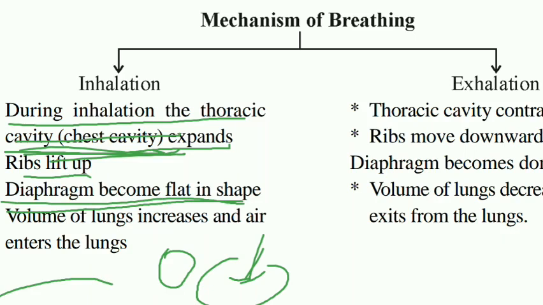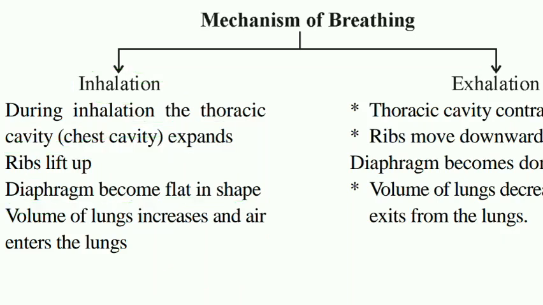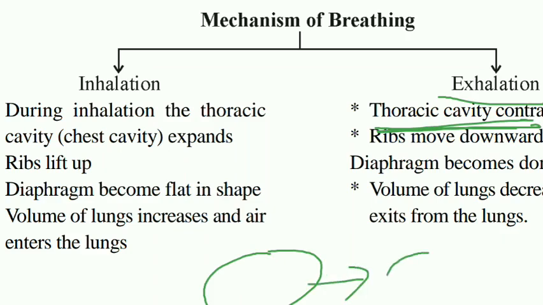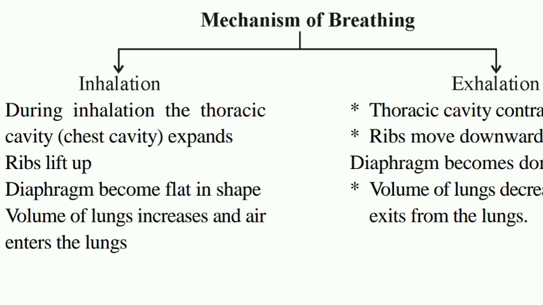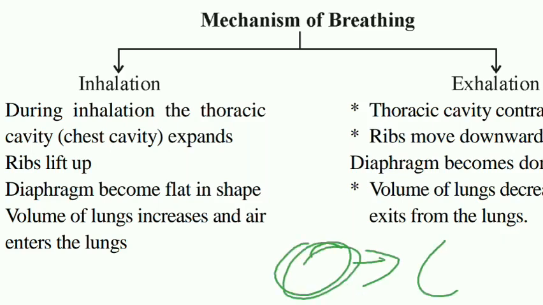Diaphragm is initially like this, but during the process of inhalation it contracts and becomes flat, which leads to the increase in the volume of the thoracic cavity, and so in the volume of the lungs. Now during the process of exhalation, the thoracic cavity contracts. That is, during inhalation it becomes bigger, during exhalation it becomes smaller, and due to the decrease in the volume of the thoracic cavity, the lungs' size decreases and it exhales out the air.